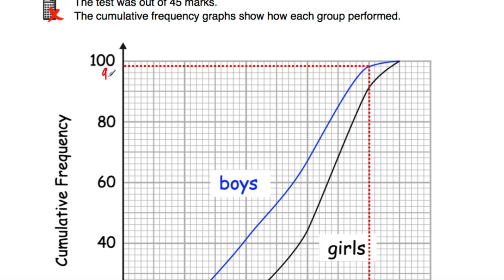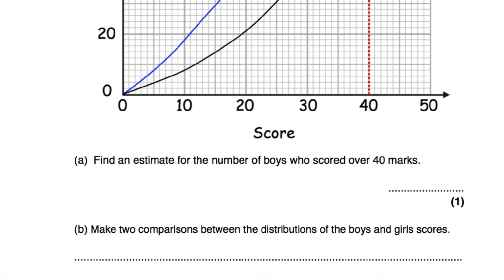So that'll be 98. That means that 98 boys scored 40 marks or less, and the rest must have scored over 40 marks. So if we do 100, take away 98, that's equal to 2. So our estimate for how many boys scored more than 40 marks would be 2. So let's write that down, 2.